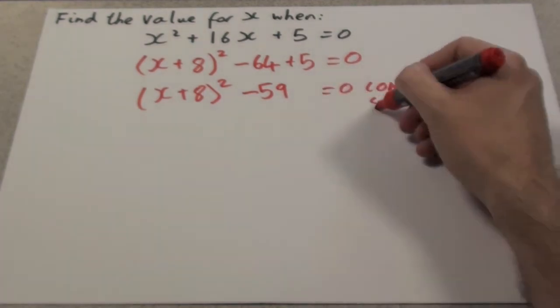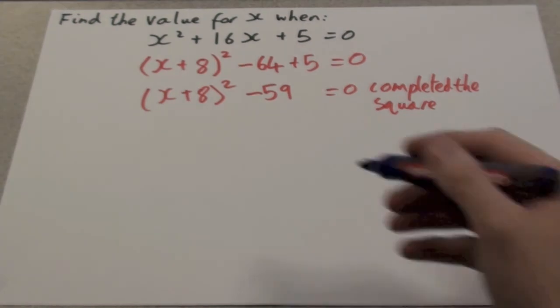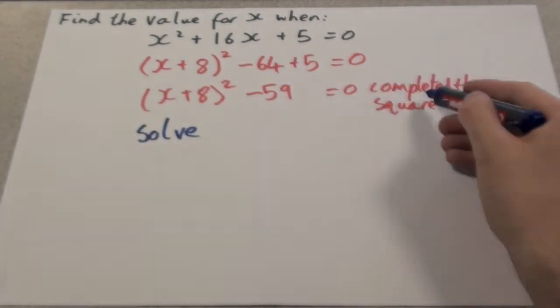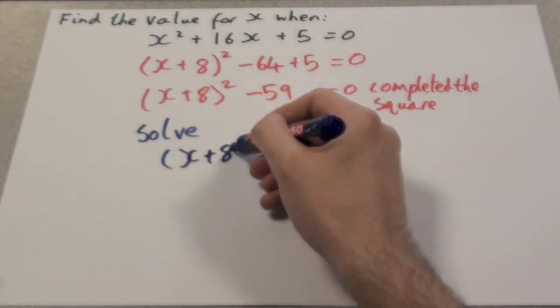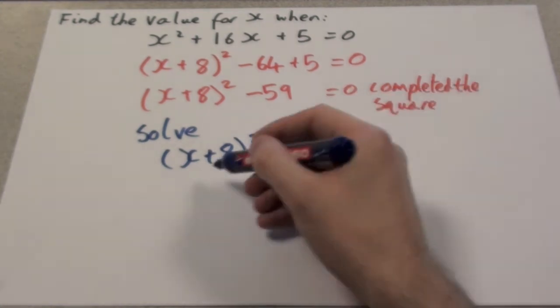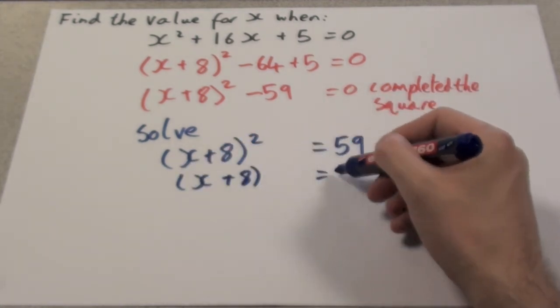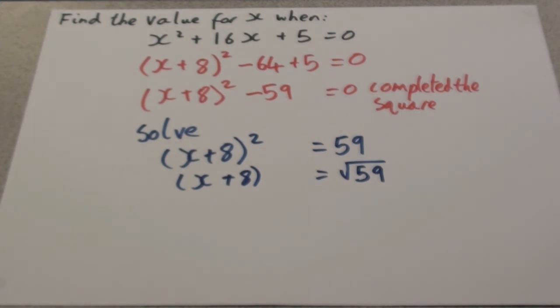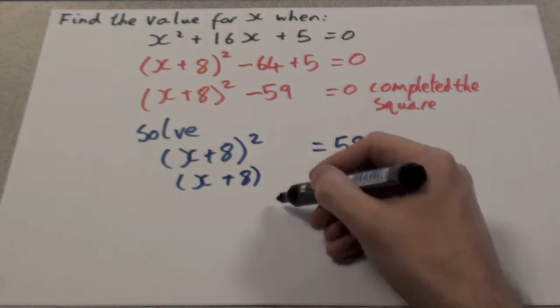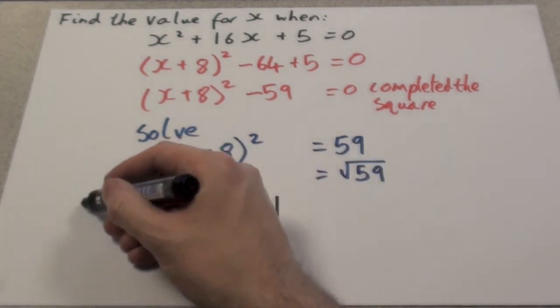We have now completed the square. We have to solve this. So we take the 59 across to the other side by adding to both sides, and we get (x plus 8) all squared equals 59. Root both sides, and again we'll have two solutions, so we have to split our solution in two.